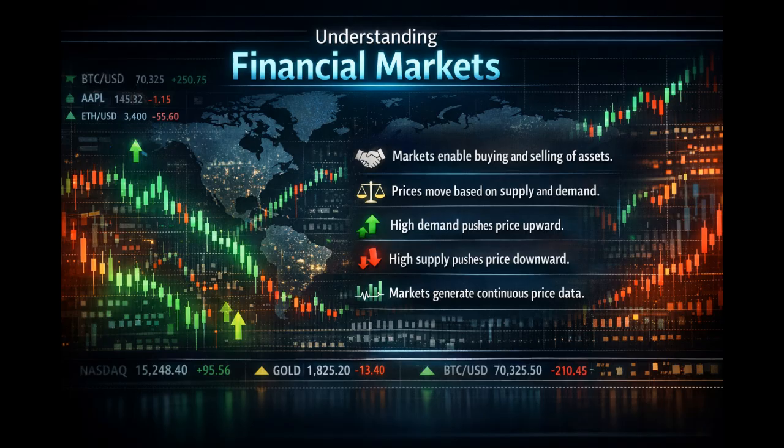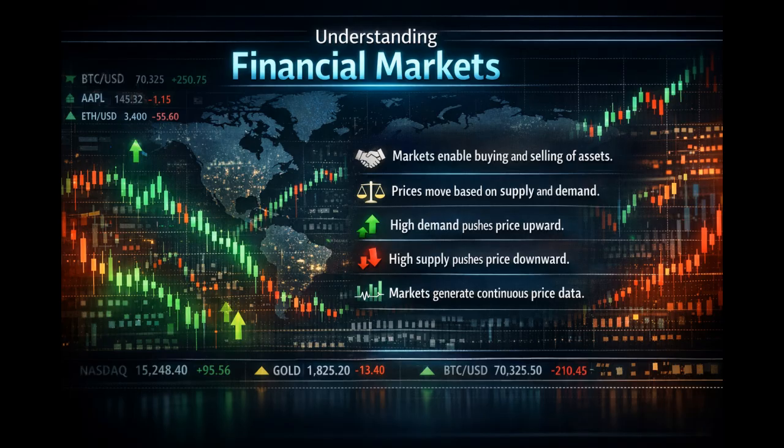Financial markets are organized systems where participants buy and sell financial instruments such as stocks, commodities, currencies, and cryptocurrencies. These markets exist to facilitate the exchange of assets and to allow prices to be determined based on supply and demand. When more people want to buy an asset than sell it, the price increases. Conversely, when more people want to sell than buy, the price declines. For example, if many investors believe Bitcoin will increase in value, demand for Bitcoin rises, which pushes the price upward.